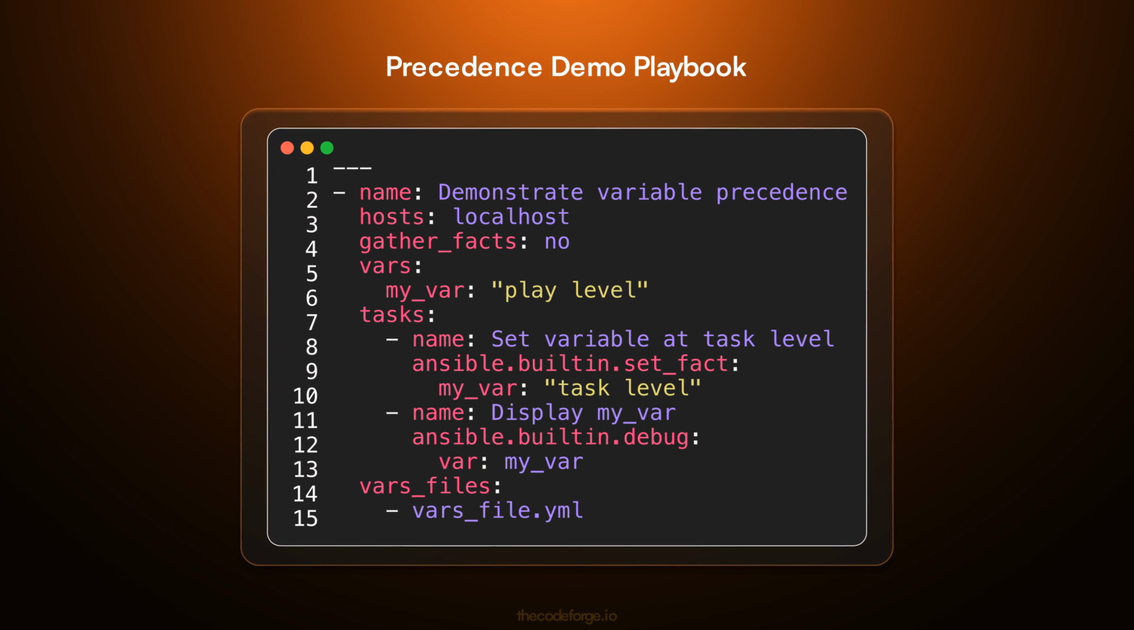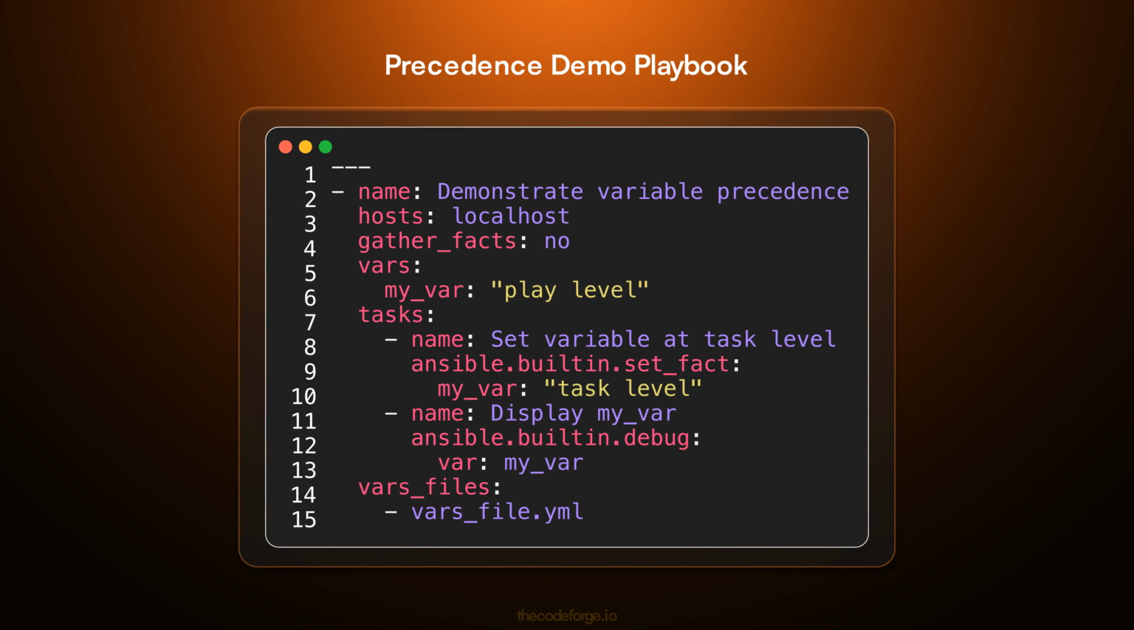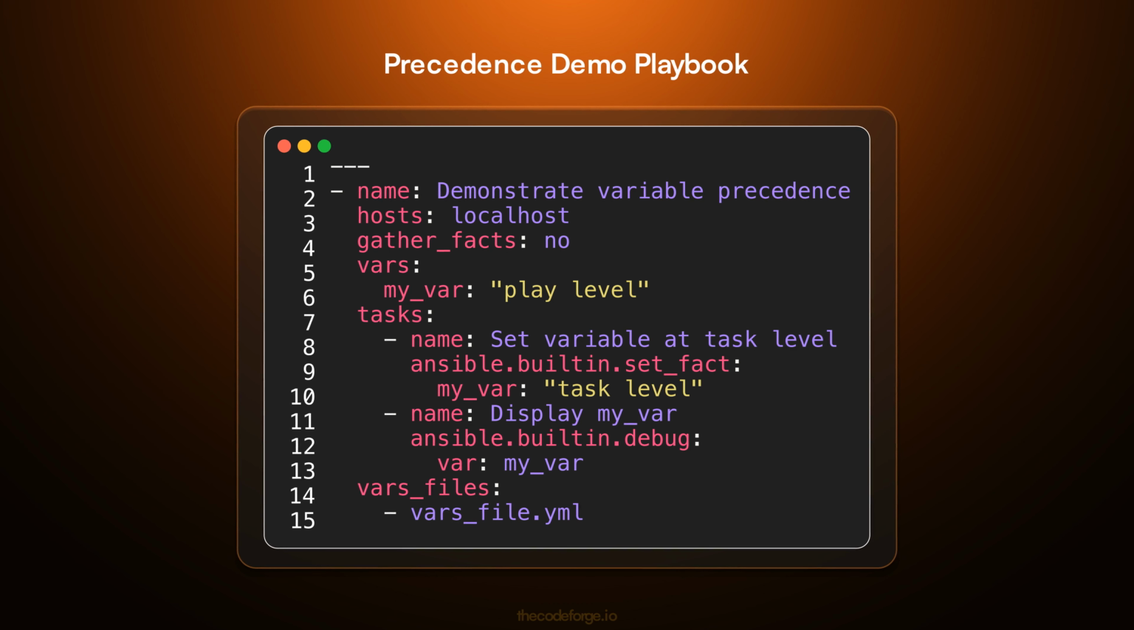This playbook demonstrates variable precedence. The variable myVar is set at the play level, then overridden by set_fact at the task level. When you run it, the debug output shows task level because set_fact has higher precedence than play vars.